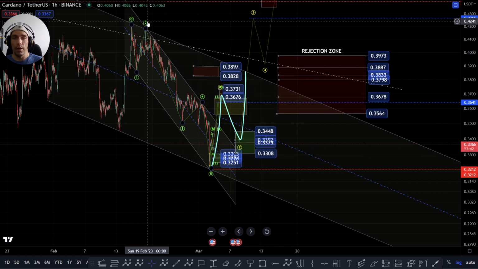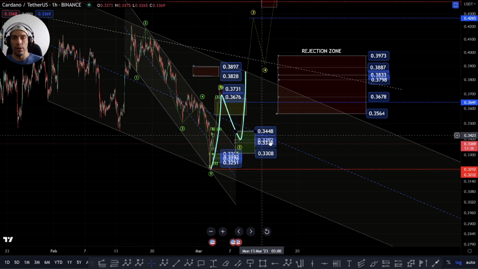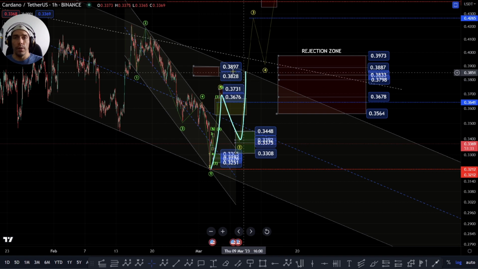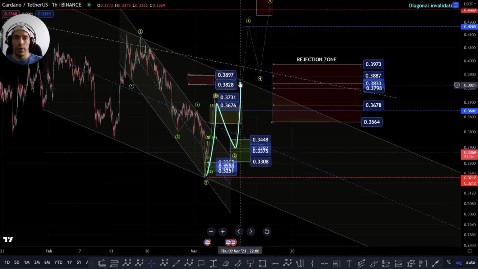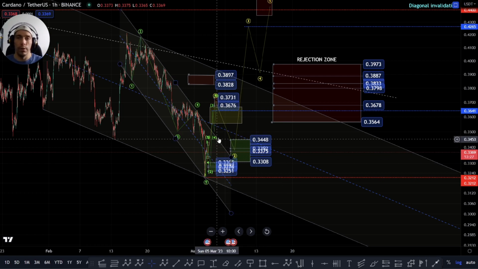So if we do start to break up here and we do break out of this channel, and we break back above this center channel line of the descending channel, the bigger channel that we've got here, effectively, I would be looking out to see if we actually get a move up here and retest this zone. So how would this fit into the bigger picture?